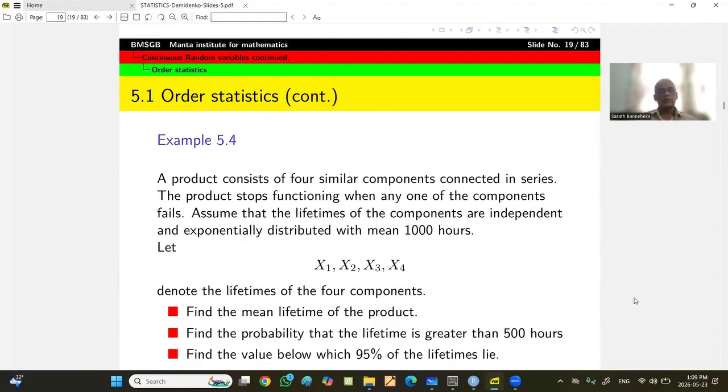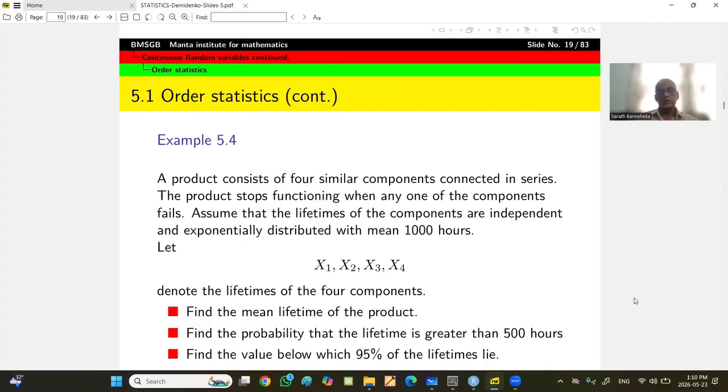A product consists of 4 similar components connected in series. The product stops functioning when any of the components fails. Assume that the lifetimes of the components are independent and exponentially distributed with mean 1000 hours. Let x1 up to x4 denote the lifetimes of the 4 components. The questions are: find the mean lifetime of the product, find the probability that the lifetime is greater than 500 hours, find the value below which 95% of the lifetimes lie.